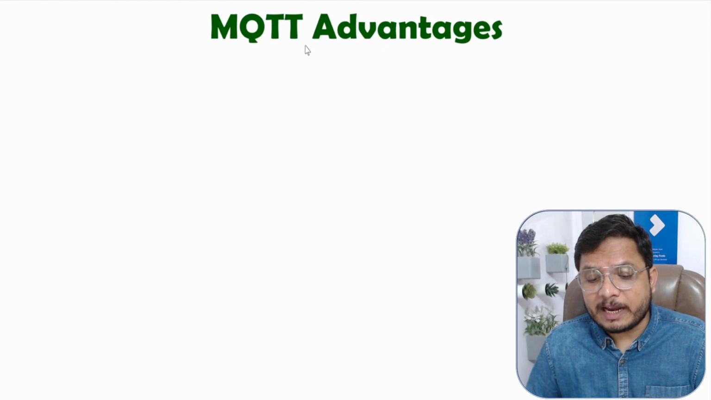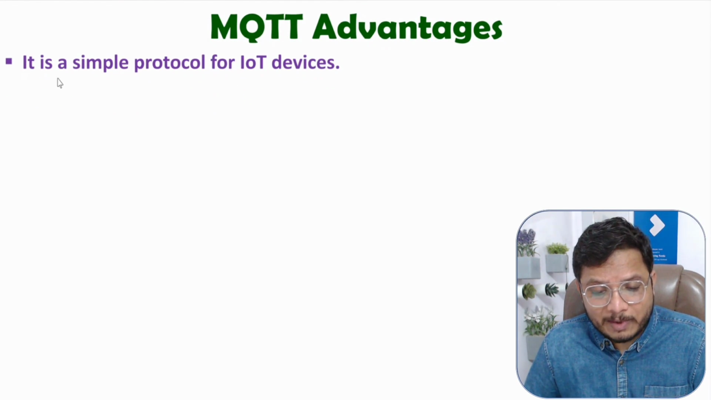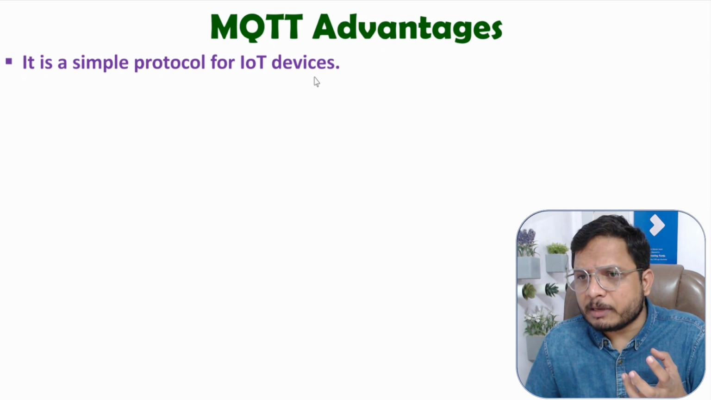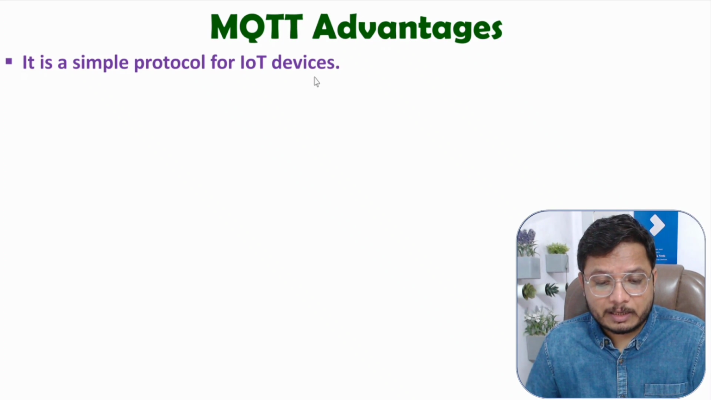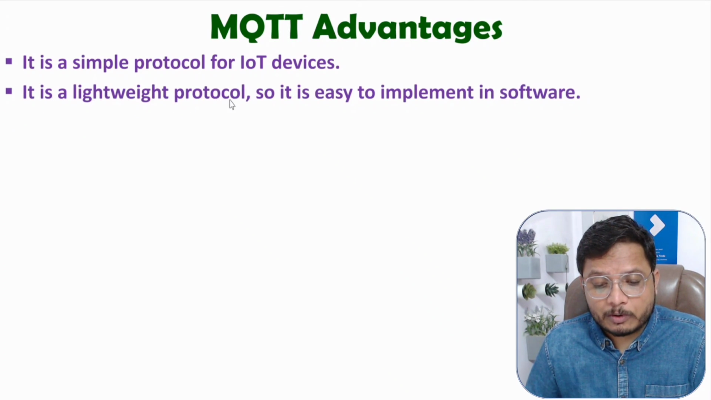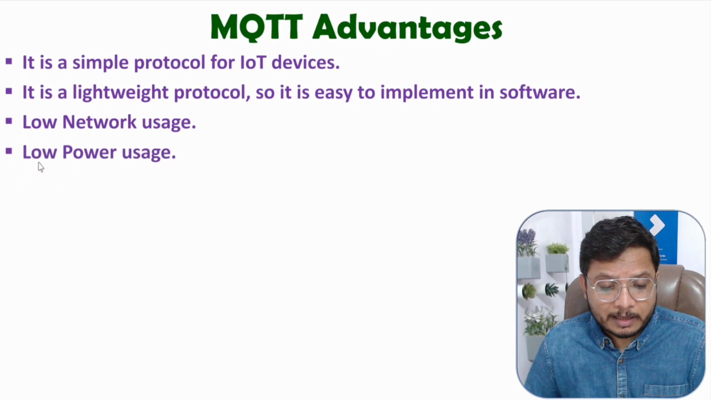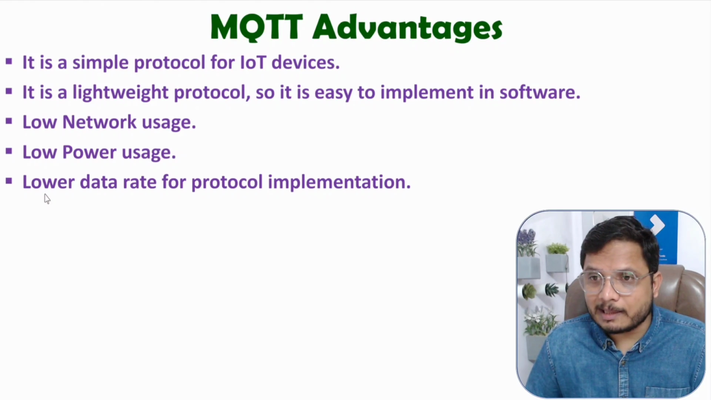See, MQTT advantages: one can say the MQTT protocol is a very simple protocol for IoT devices. Broadly, we use the MQTT protocol for IoT as well as for M2M communication, right? It is a lightweight protocol. That's why it is easy to implement in software. With the MQTT protocol, network usage is less. It is a low power usage protocol. And with the MQTT protocol, the requirement of data rate is less.